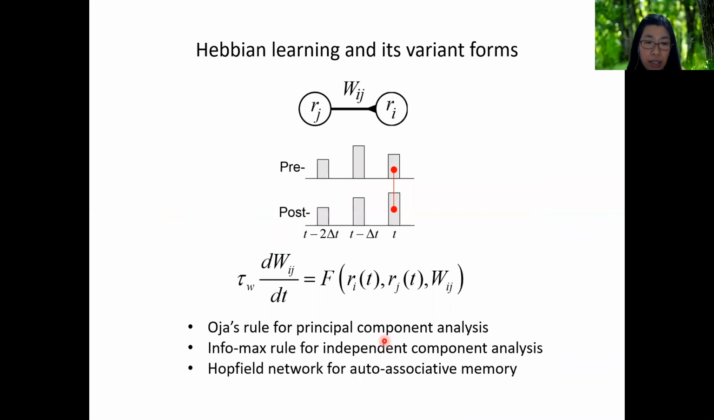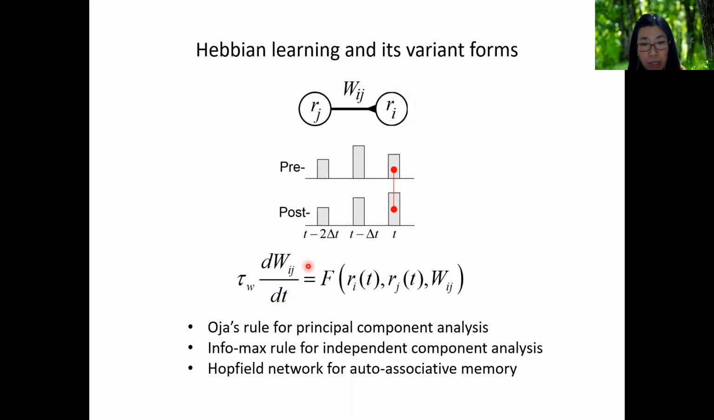Since this seminal work, a broad range of functions of Hebb's rule and its variant forms have been suggested. The most basic form is similar to the original Hebbian learning rule. In this learning rule, the pre- and post-synaptic firing rates are denoted as Rj and Ri, and the weight is denoted as Wij.